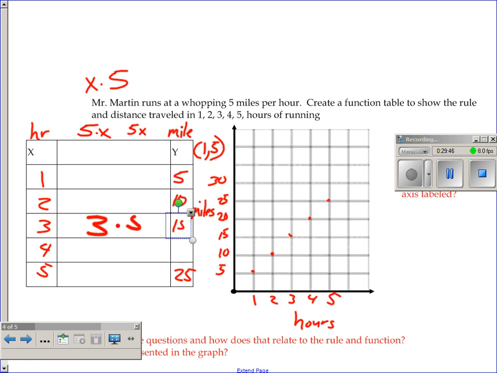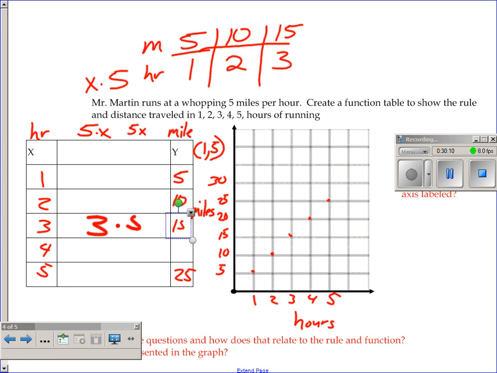Now, I want to show you there is a ratio here, and I'm going to show you the equivalent ratios. Ready? 5 miles for every hour is equal to 10 miles in 2 hours. See that? 5 to 1 is equal to 10 to 2. That means we travel 15 in 3. Have you guys seen this before? Yes. Yeah.